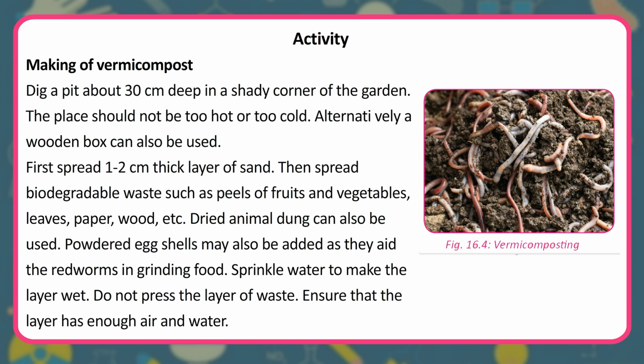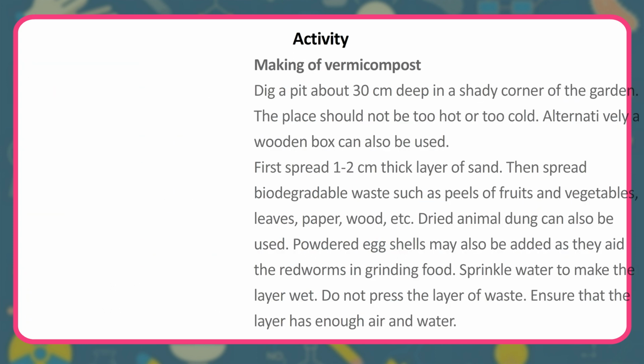First spread 1 to 2 cm thick layer of sand. Then spread biodegradable waste such as peels of fruits and vegetables, leaves, paper, wood, etc. Dried animal dung can also be used. Powdered eggshells may also be added as they aid the redworms in grinding food. Sprinkle water to make the layer wet. Do not press the layer of waste. Ensure that the layer has enough air and water.